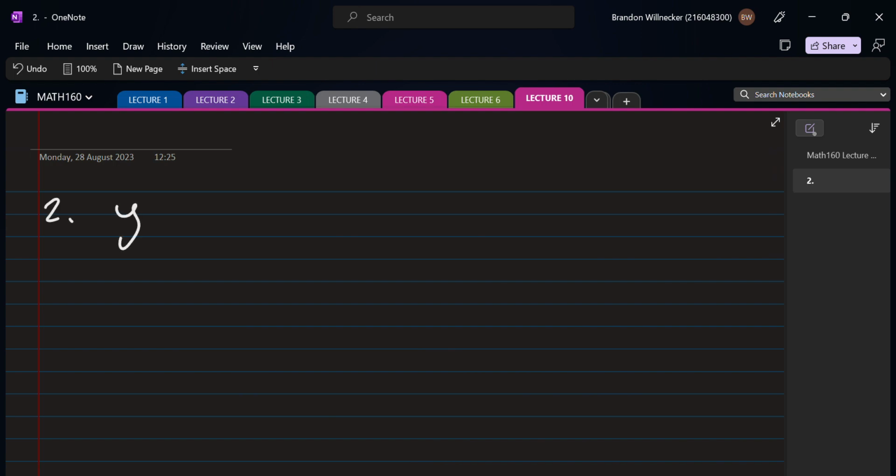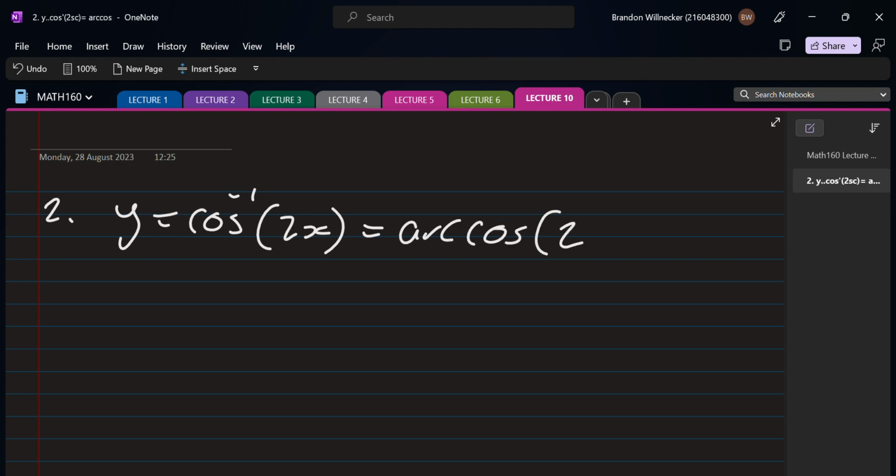Okay, we have y is equal to cos inverse of 2x. Again, that does not mean reciprocal. You could write it as arc cos 2x. Okay, so if you think you're going to get confused about that minus 1, rewrite it as arc cos or inverse cos, and you won't get confused. Okay, again, please do not write it as a reciprocal.